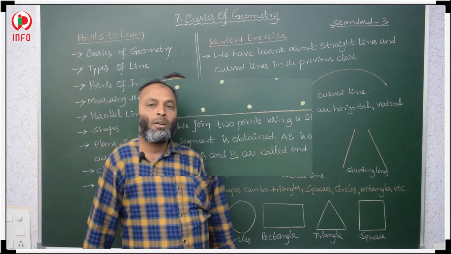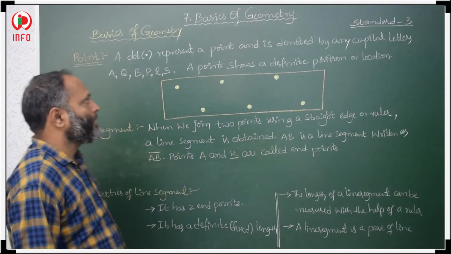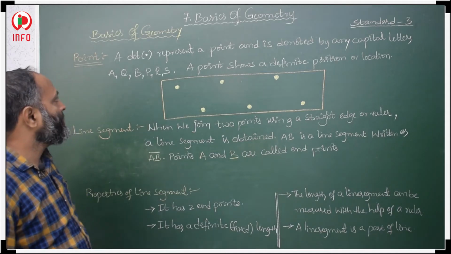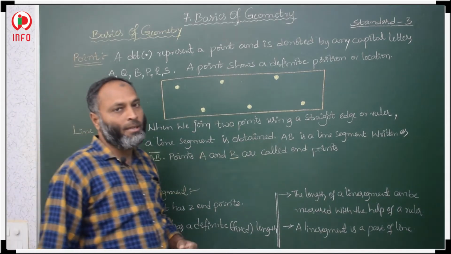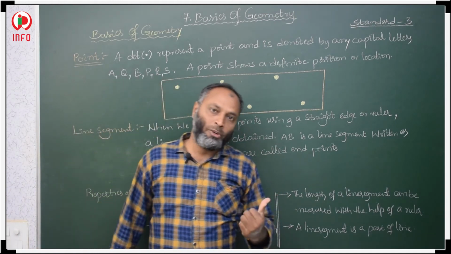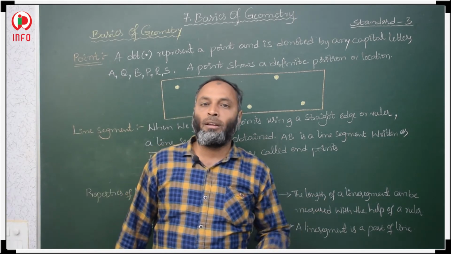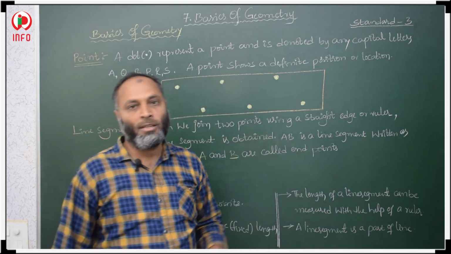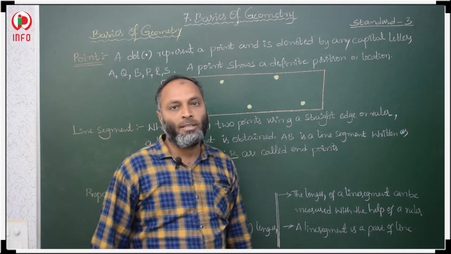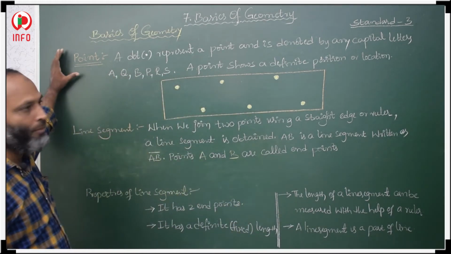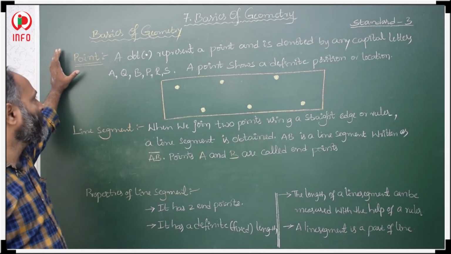Okay, students. Now, students, see the next concept, the first concept in this chapter: the basics of geometry. What are the basics in geometry? First point, then line segment, then line, then ray, then plane, then surface. All these are basic concepts in geometry. First, the first definition he has given is point. You should all remember what a point is.